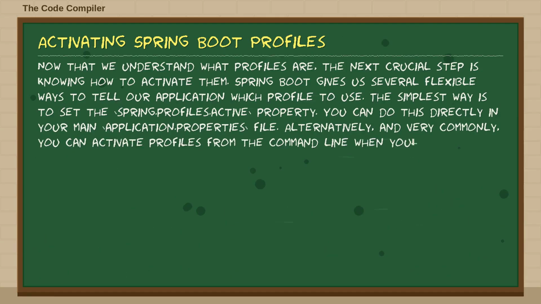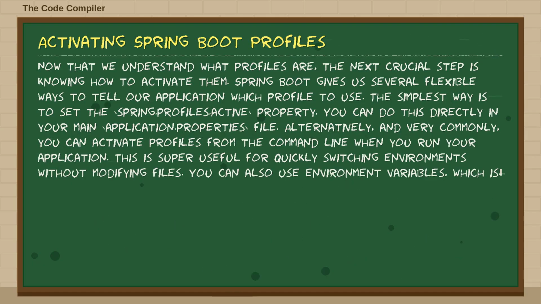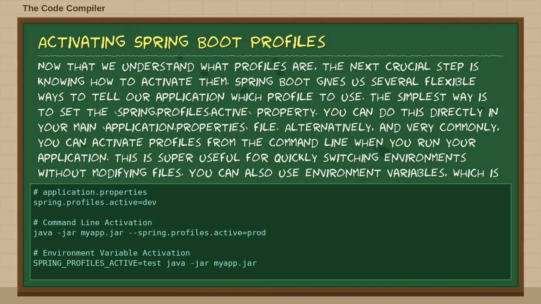Alternatively, and very commonly, you can activate profiles from the command line when you run your application. This is super useful for quickly switching environments without modifying files. You can also use environment variables, which is a common practice in containerized deployments. Each method provides a powerful way to control your application's behavior without recompiling. Let us see these methods in action on the whiteboard.